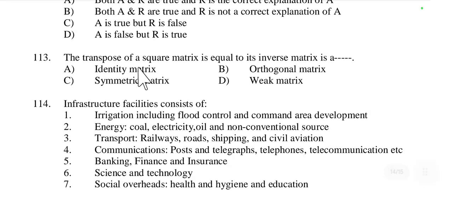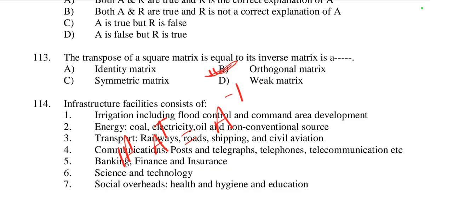Then next question: the transpose of a square matrix is equal to its inverse matrix is a dash. So when you transpose a square matrix, it is also equal to its inverse. Means a matrix's transpose and inverse are equal, then it is called identity matrix, orthogonal, symmetric or weak. So when the transpose of a matrix and the inverse of a matrix are equal, it is called orthogonal matrix. Orthogonal matrix means when, suppose matrix A, if the transpose of A is equal to the inverse of A matrix, then it is called orthogonal matrix.